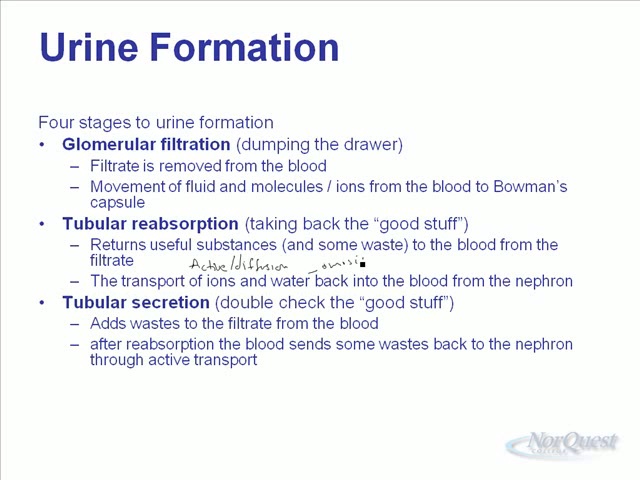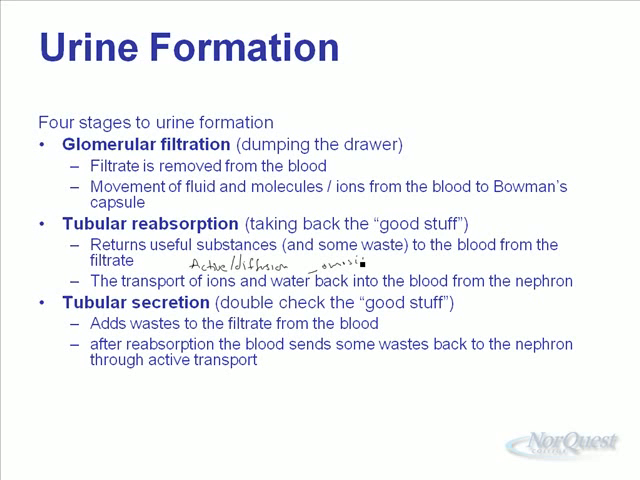The next step is this: when the good stuff is being taken back into the blood, some waste material follows with the osmosis of water. So tubular secretion is a double check. It's going through the good stuff and making sure that there isn't waste, and taking out some of that waste material that made it back into the drawer, or back into the blood. So it's going to add waste to the filtrate from the blood, or take waste from the circulatory system and put it back into the nephron.